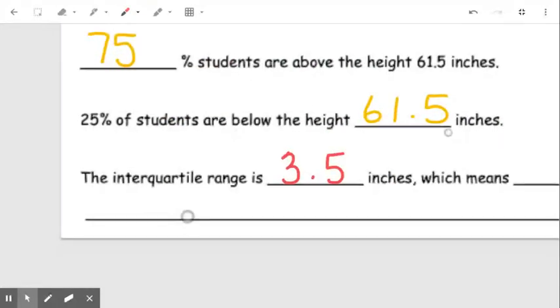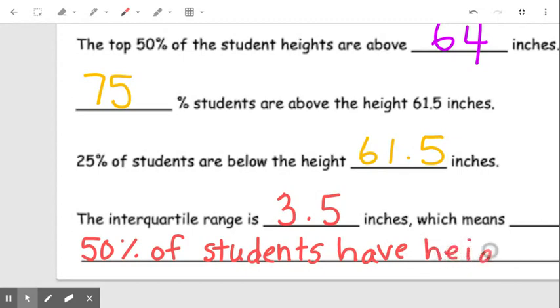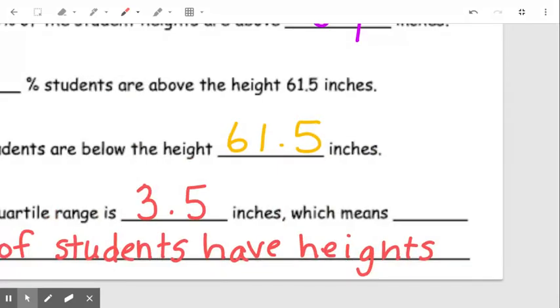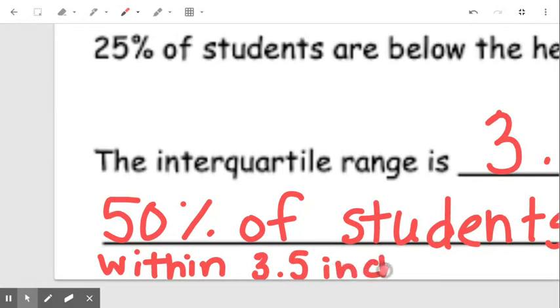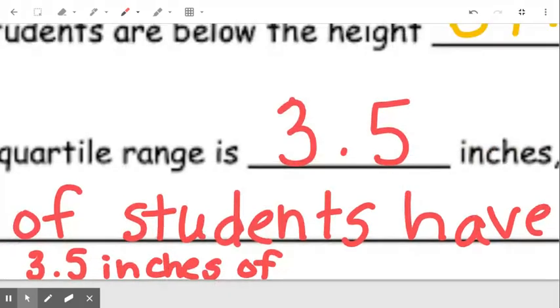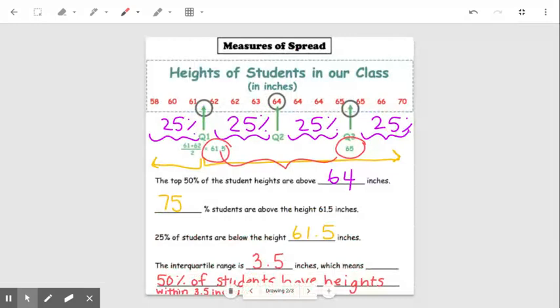It also means that exactly 50%, because that's my interquartile range, the middle 50, of the students have heights within 3.5 inches of each other. So not only do you have to find these values, you kind of have to know what these different things mean. And so it's a way to describe sets of data by just looking at how spread out they are. That's the whole idea of measures of spread.